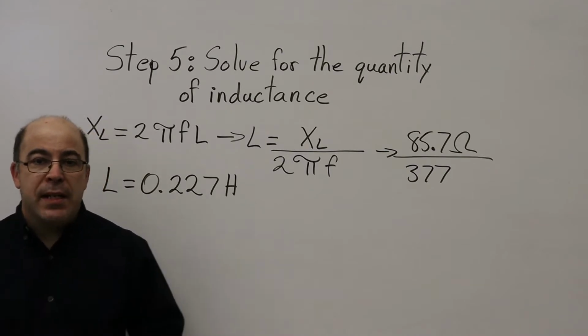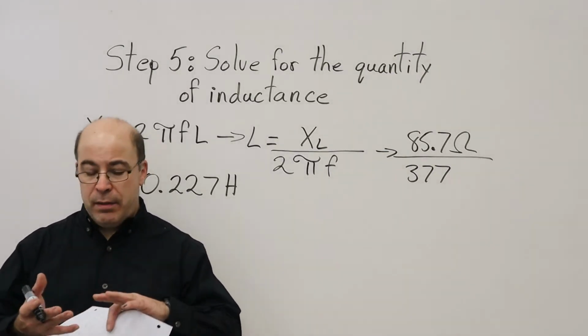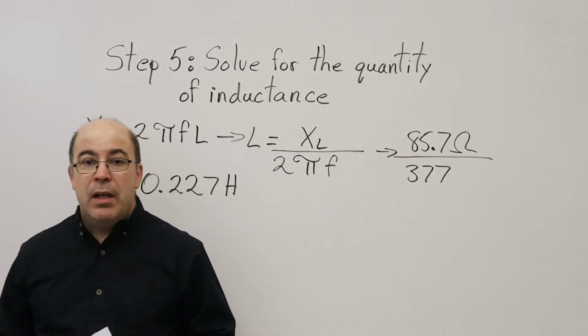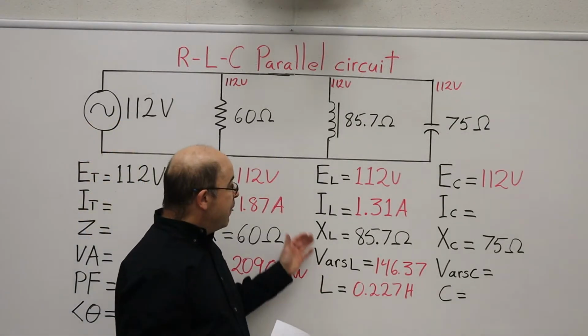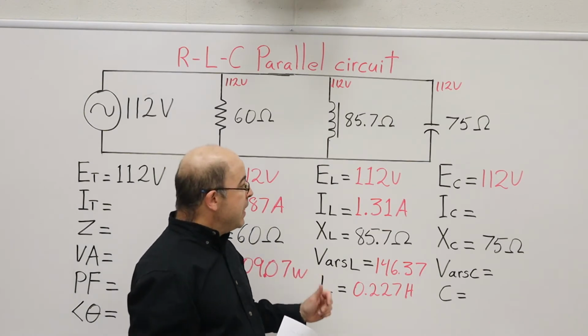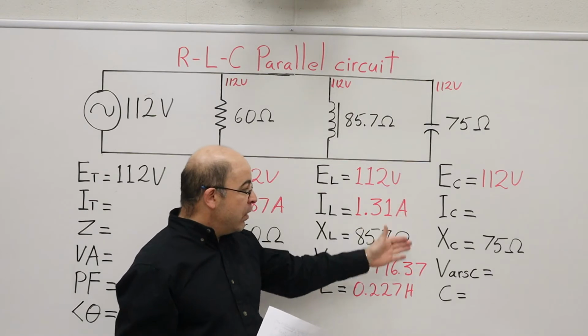Now that concludes all of the missing values that we had in the inductive branch of our circuit. I'm going to proceed to input all these values that we found, current, power, and inductance, into the chart, and then we're going to move on from there. We've got all of our values here for the inductive branch. Now let's proceed to working on this last branch, and we'll do everything for the capacitor.